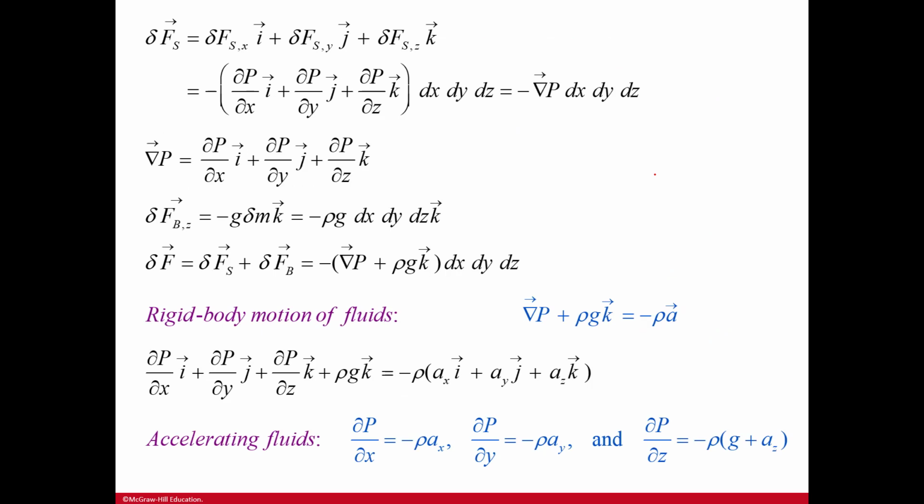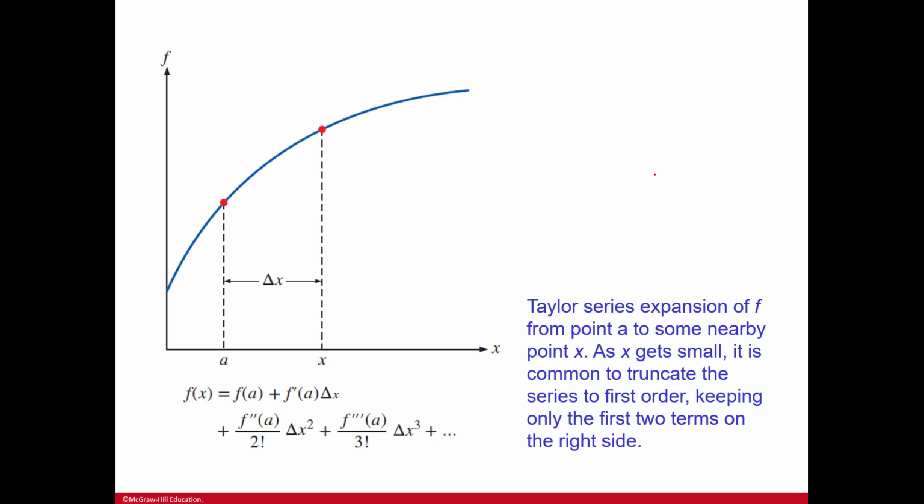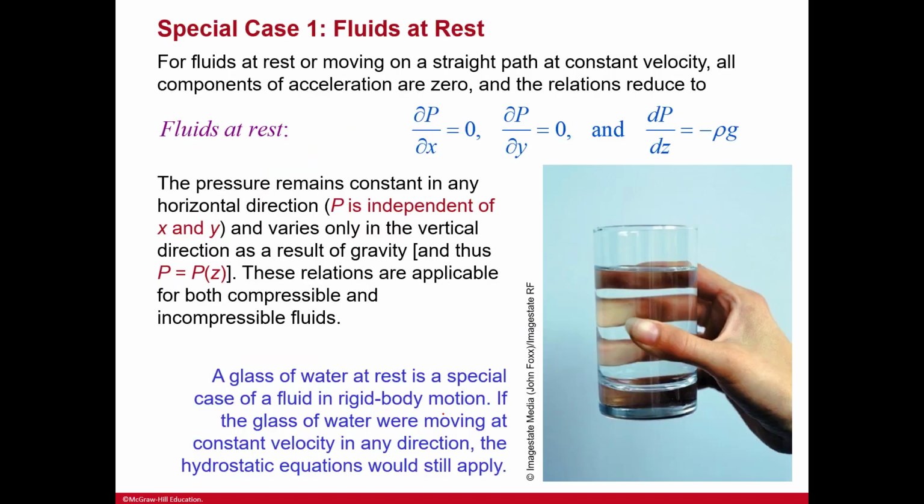And here are continued formulas for rigid body motions of fluids and accelerating fluids. Here you have the Taylor series expansion of F from point A to some nearby point X. It doesn't really matter what it is, it's just to this point. As X gets smaller, it is common to truncate the series to first order, keeping only the first two terms on the right side. So this is just showing you how to calculate.